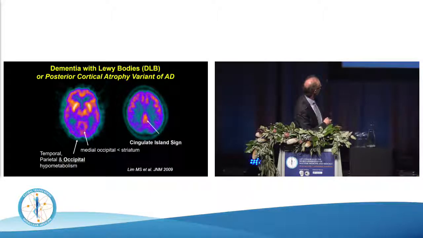Again, how to judge this area? Well, look at the activity here in the striatum versus the medial. They should be roughly the same. Clearly, when you look at that relative ratio, there's significant reduction here.